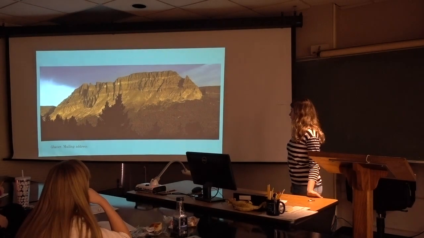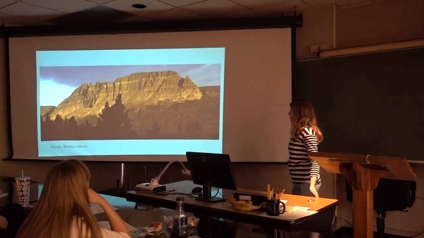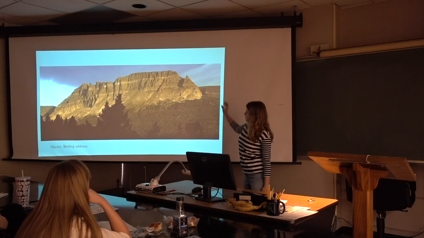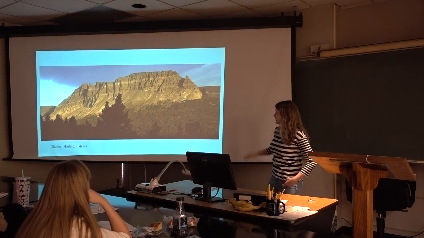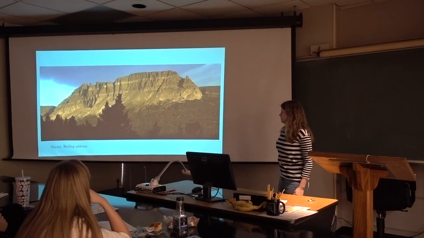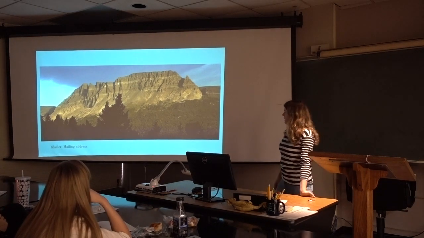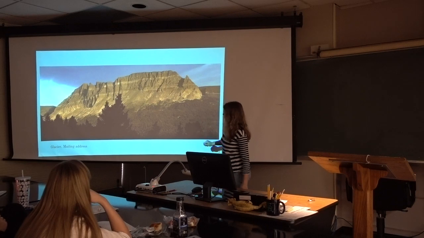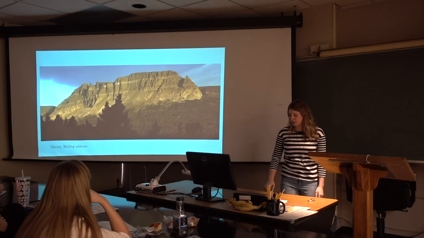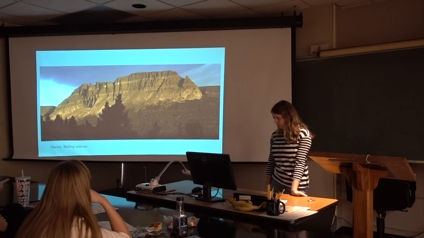So here's a picture in Glacier National Park where the rock exposed up top is our Belt Supergroup. You can see the layers between the mudstone or limestones and sandstones. And then down here, where all the trees are, that would be where our Cretaceous sedimentary rocks are.